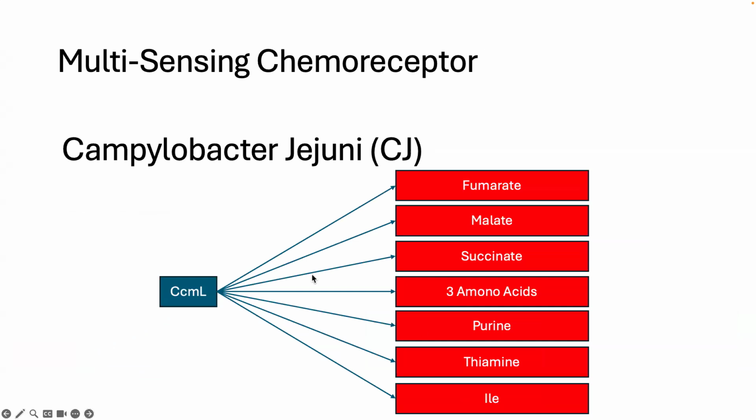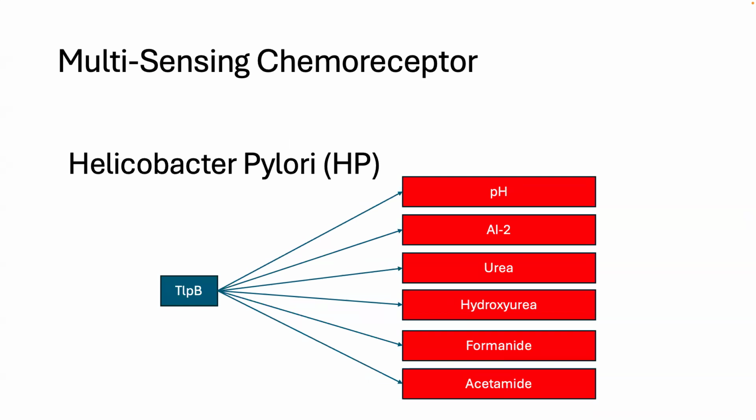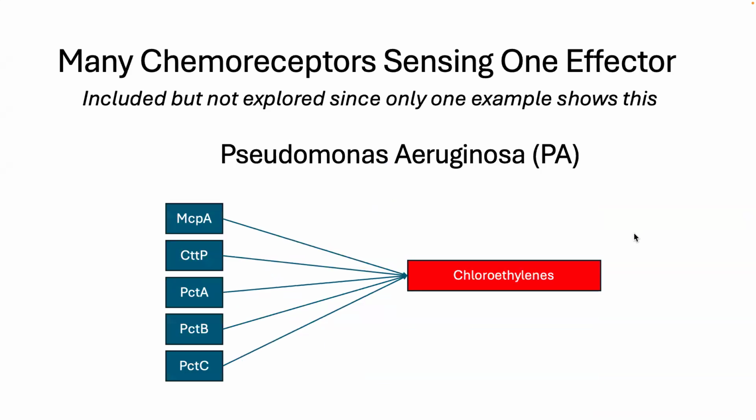So first for CJ, this is an example of one of its chemoreceptors, and it senses a lot of different things. And then for HP, it does something similar, senses a lot of other things, but these are not in the same paralog group. And so we'll think about that.